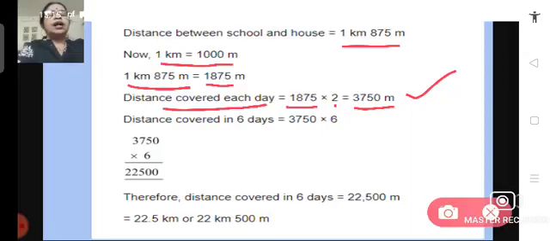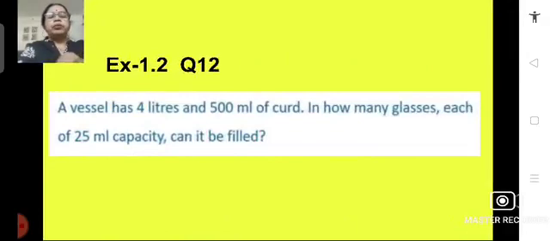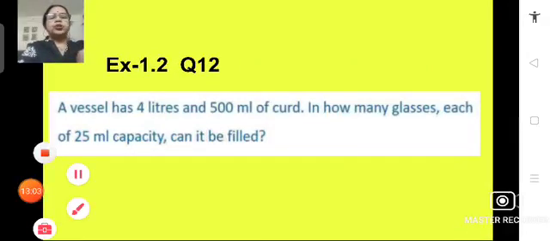Now the distance she covers in 6 days. For that we have to multiply 3750 by 6. What do we get? We get 22,500. So the distance covered in 6 days is 22,500 meters, or it can be said it is 22.5 kilometers, or 22 kilometers 500 meters. Let's move on to the next problem, problem number 12 of exercise 1.2.